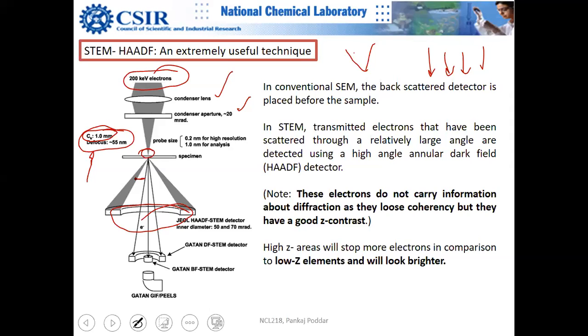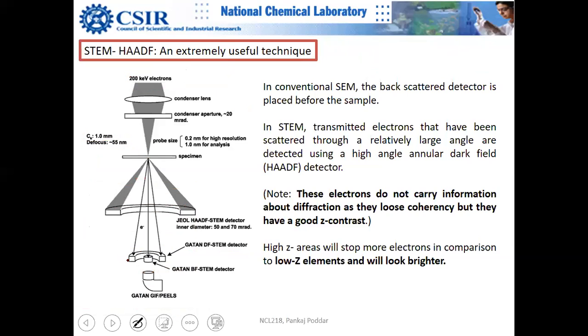Earlier, these electrons, which are going away from the Bragg, where the diffraction angle is much larger than the Bragg diffraction, were considered useless, but people found that they have very good Z contrast. So now there is another detector. Concentric detectors are there. There is a Gatan dark field STEM detector, and this is the third one. You can see the detector.